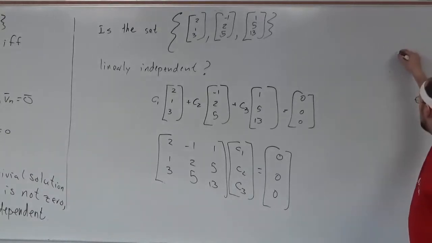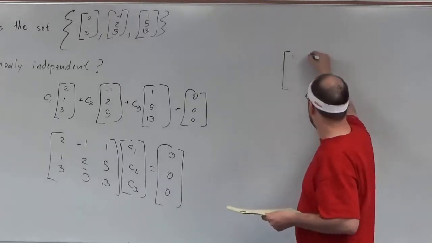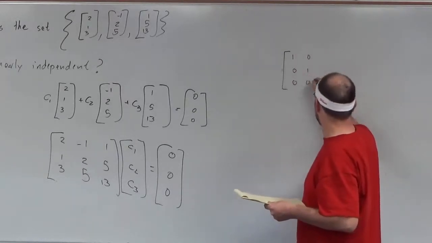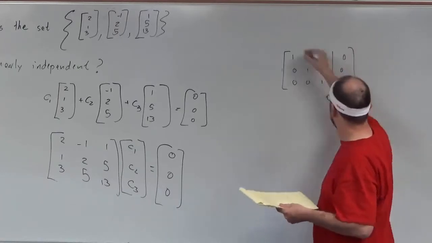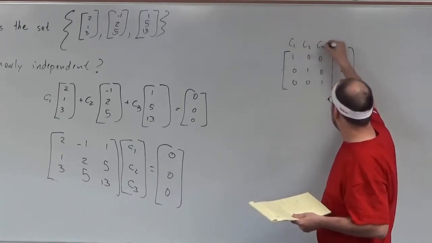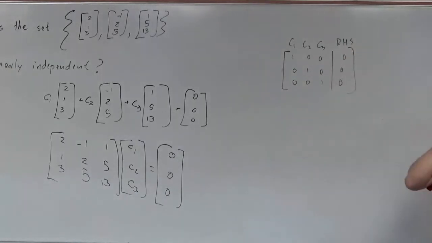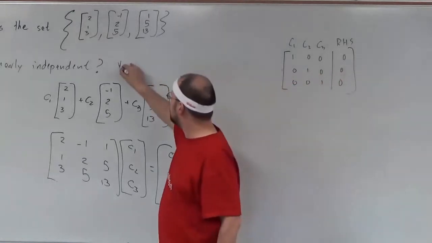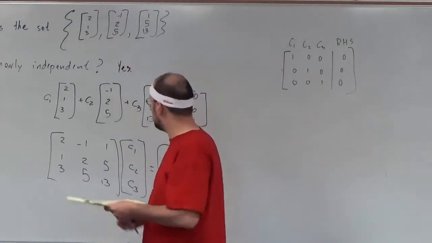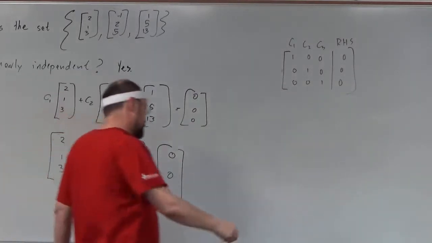And if I augment the matrix and row reduce, I get the following. Clearly, we anticipate that this means there's a unique solution and C1, C2, and C3 all have to be 0. So that's the trivial solution. Therefore, the answer is yes. This is a linearly independent set of vectors.